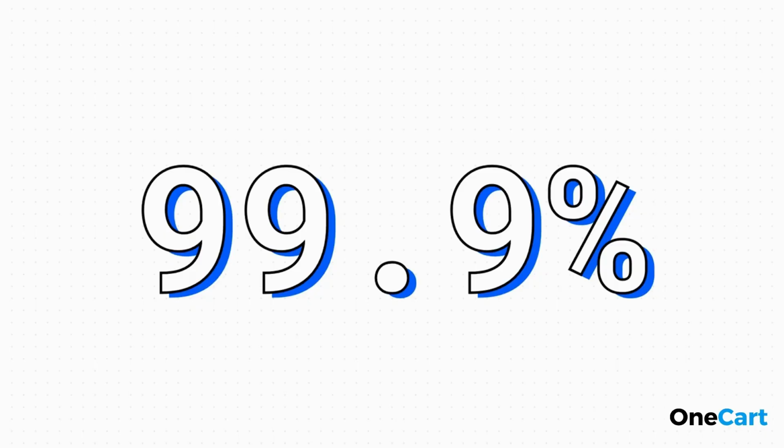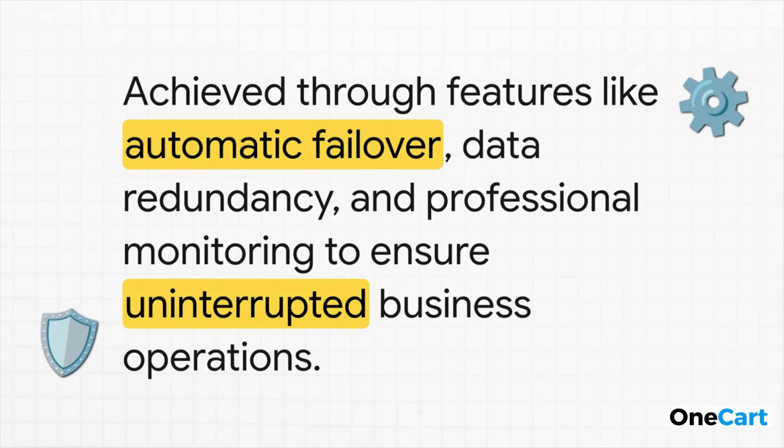Okay, but what about reliability? Because being fast is useless if the system goes down, right? If your orders stop flowing, you're losing money. So let's talk about this number, 99.9%. That's the kind of uptime we're talking about. This isn't just luck. It's about building for enterprise-scale reliability from the very beginning. We're talking about things like automatic backups and failovers, so if one server has a problem, another one instantly takes over. It's about professional, round-the-clock monitoring. It's all designed for one thing, to make sure your business never stops running because of a bad connection.